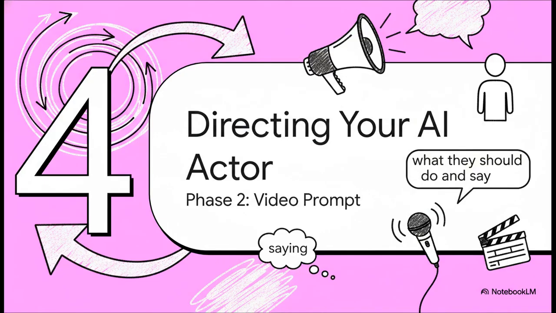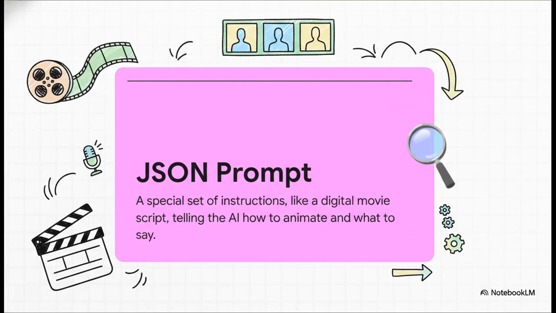Okay, so we've cast our actor, we have the image. Now it's time for phase two, actually directing them. This is where we tell the AI what our character needs to do and what they need to say. Now, we do this using something called a JSON prompt. I know, it sounds really technical and intimidating, but don't worry. Just think of it as a movie script that's written for an AI to read. And the best part? We don't have to write a single word of it ourselves.